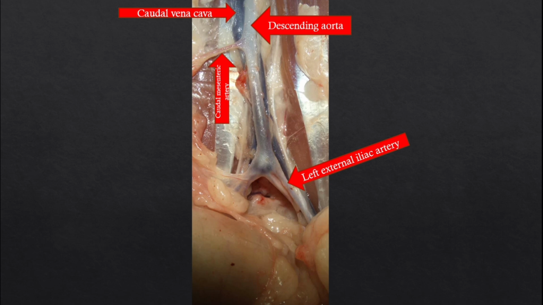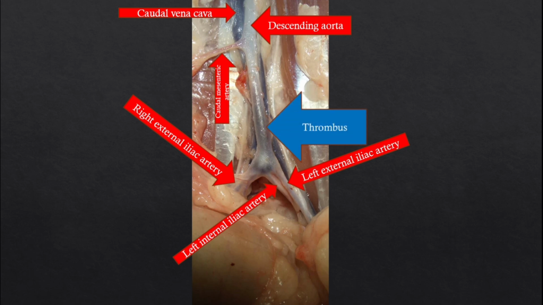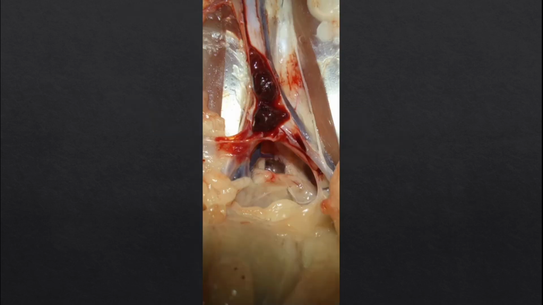This is left external iliac artery and this is right external iliac artery, and here we see the left internal iliac artery. As you can see here at the distal end of the aorta, the blood clot is fairly visible. Then we opened the aorta and you see the thrombus clearly now in the distal end of the aorta, which confirms aortic thromboembolism.